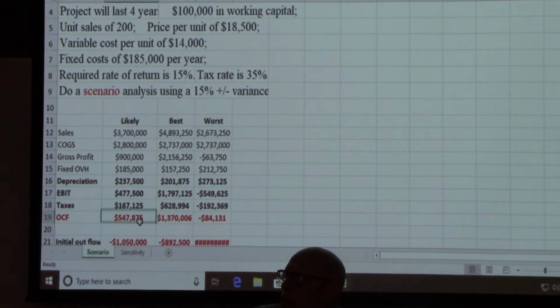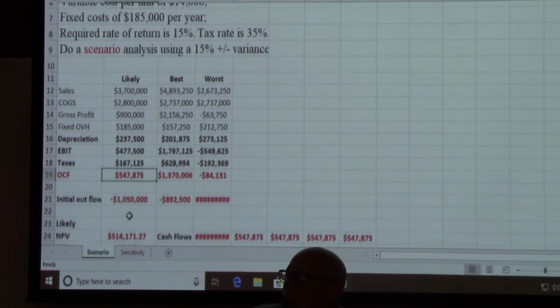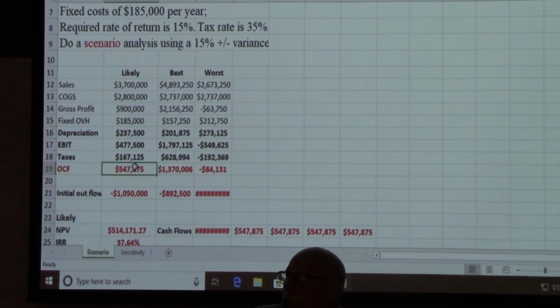And our operating cash flow, as you can see here, is B17, which is our EBIT, plus B16, which is our depreciation, minus B18, which is our taxes. So here's our operating cash flow. So CF0 is plus minus, let's go ahead and carry that out.